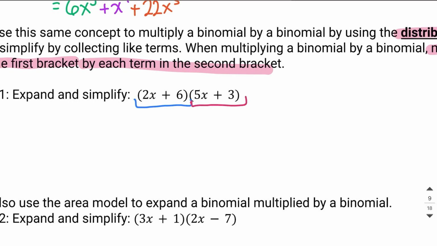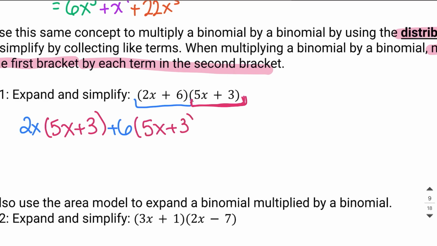But really what has to happen is I have to make sure that the 2x that I have here gets multiplied to everybody inside of here. So how would that look? I would write down 2x, and then I would make sure to multiply it by everybody inside of this bracket right here. But if I do that with a 2x, I also have to do that with the 6. So now I'm going to take the 6 and also multiply it by everybody inside of this bracket right here. And then let's go ahead and expand.